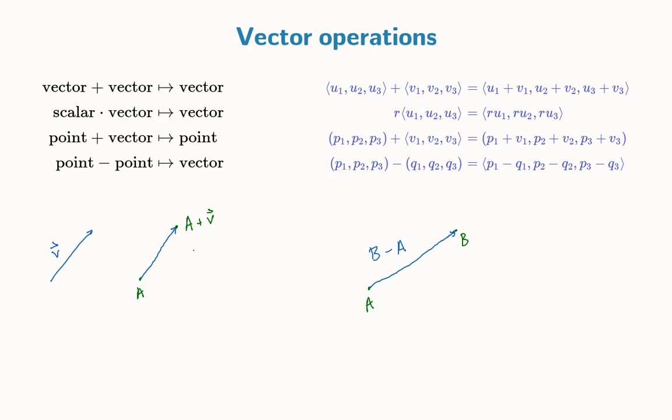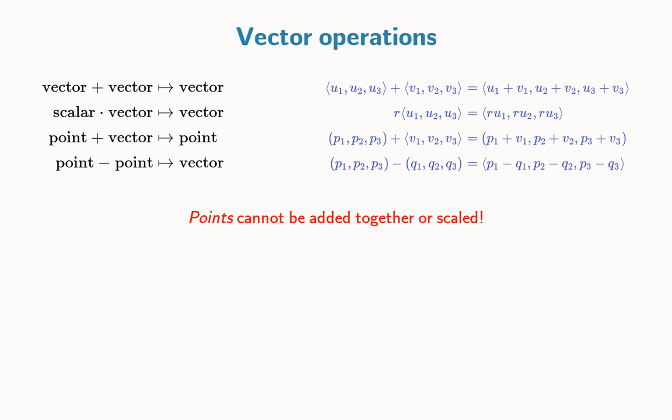Now, the subtlety to watch out for is that points cannot be added together or scaled. You could write those same formulas down, but you would get nonsense answers. The main example that people sometimes notice, for instance, is 0 degrees Celsius. So here I'm talking about the freezing point of water. This is an absolute temperature.